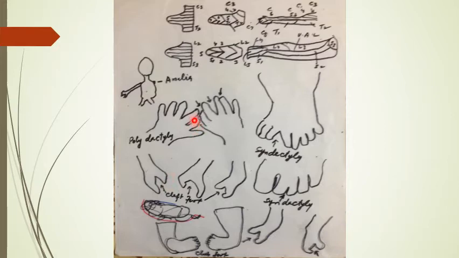Here is the polydactyly, that is six fingers, that is 1, 2, 3, 4, 5, 6. That is shown in the hand. Amelia is absence of the limb. This is the inverted foot.